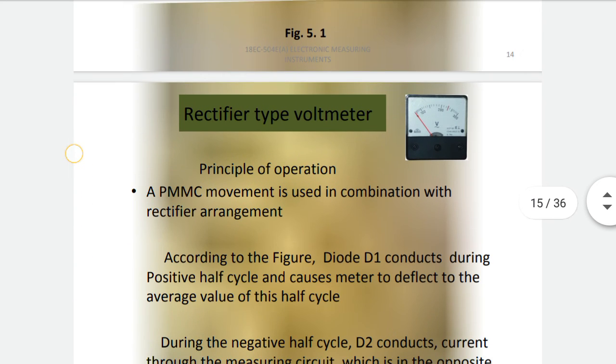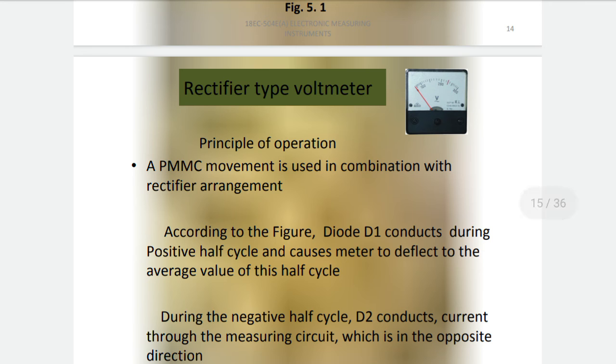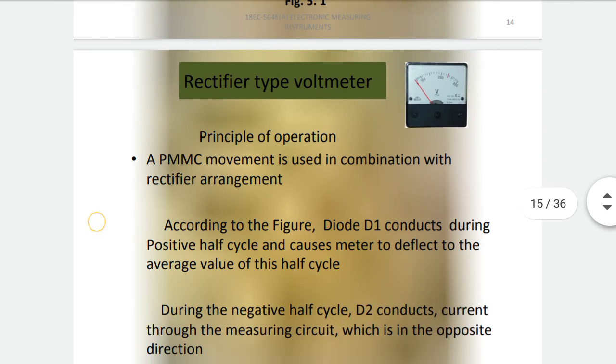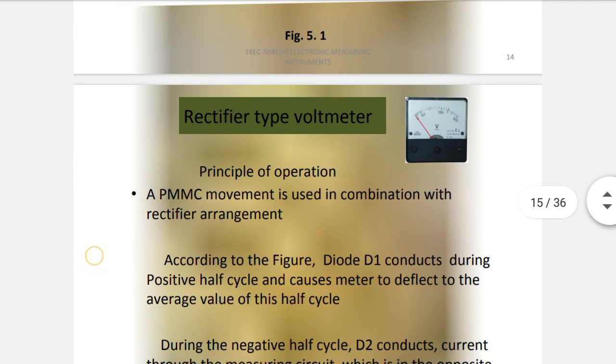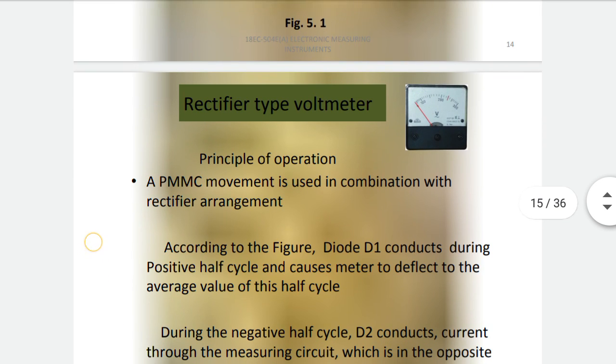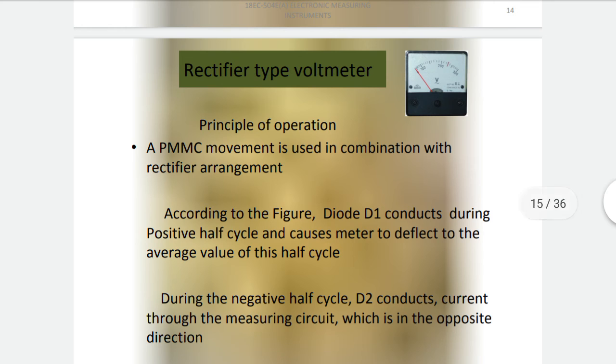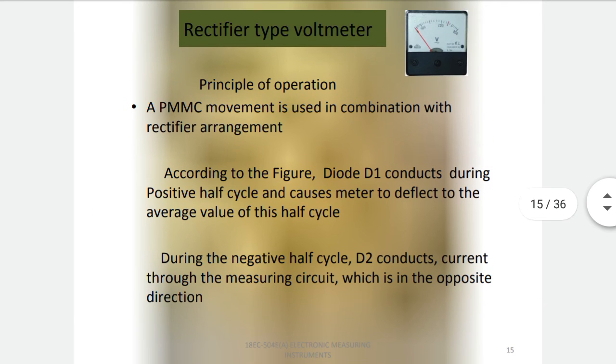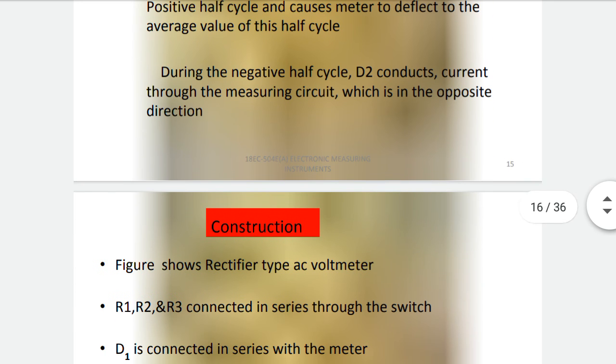Now the principle of operation: a PMMC movement is used in combination with the rectifier arrangement. According to the figure, the diode D1 conducts during the positive half cycle and causes the meter to deflect to the average value of this half cycle. During the negative half cycle, D2 conducts current through the measuring circuit, which is in the opposite direction.